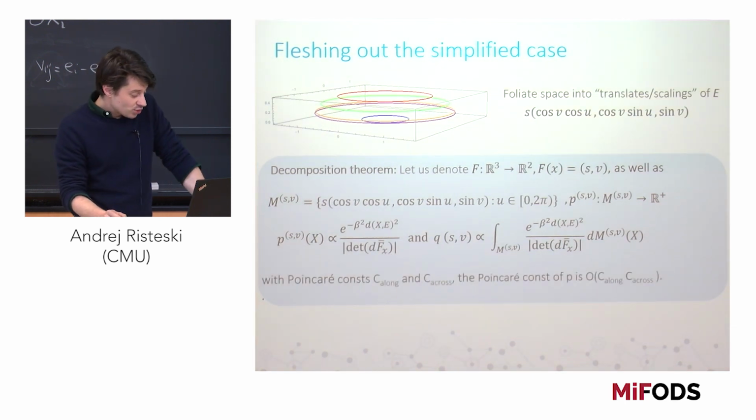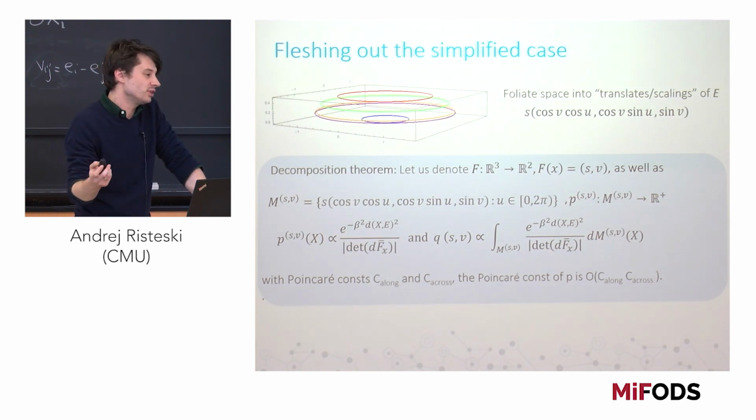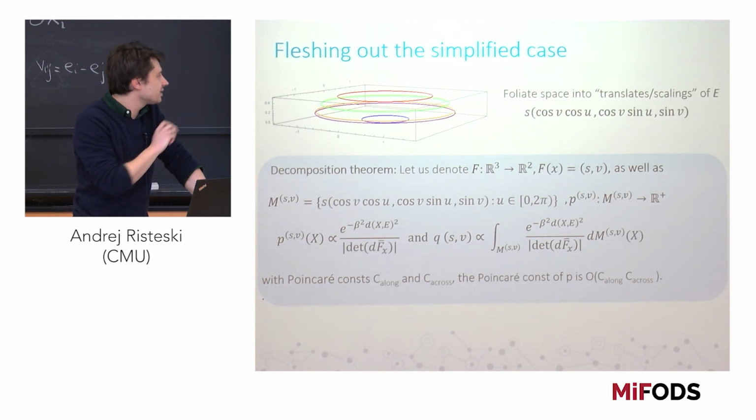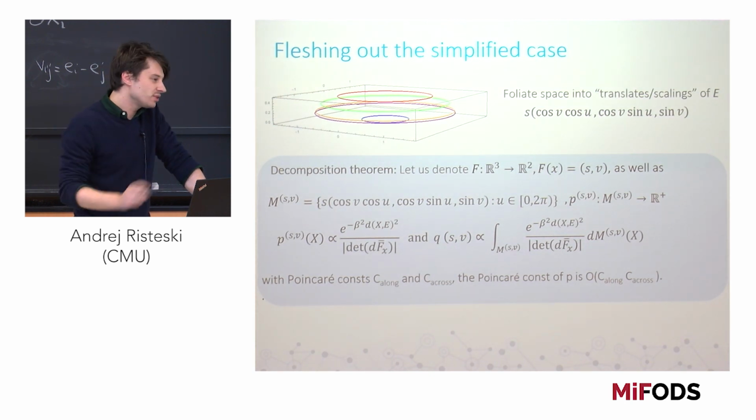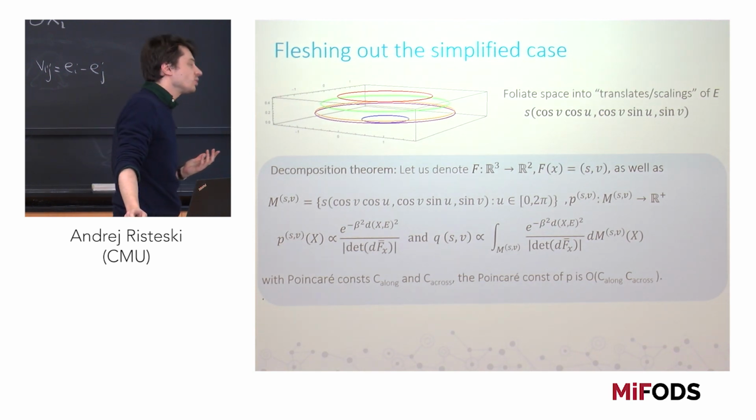And so the decomposition theorem says that if the distribution P has some Poincare constant, let's call it C_along, and this Q has some Poincare constant C_across, then the Poincare constant of the entire distribution is no more than the product of the two things. Another way to say this is that if I have a good mixing time for this distribution and a good mixing time for this distribution, then I get a good mixing time for the entire distribution of my interest. So that's the sense in which this is a decomposition theorem.